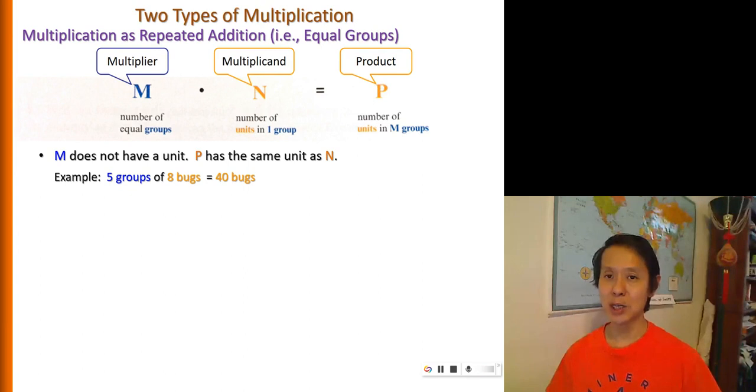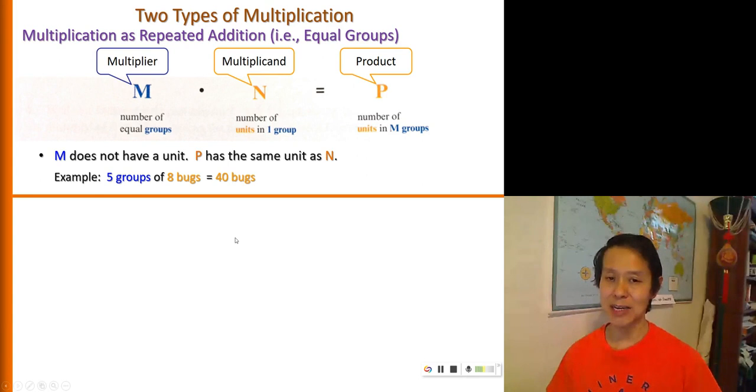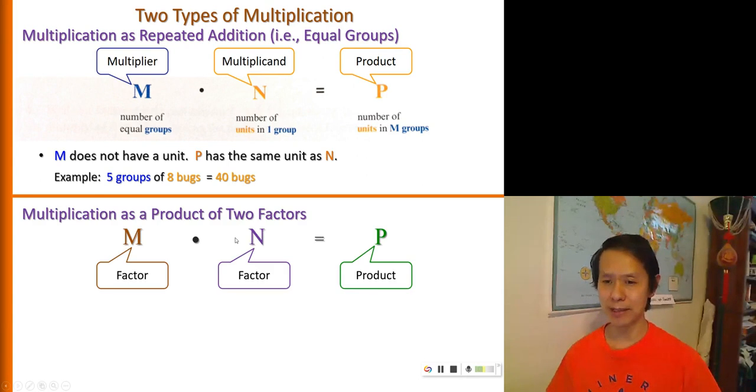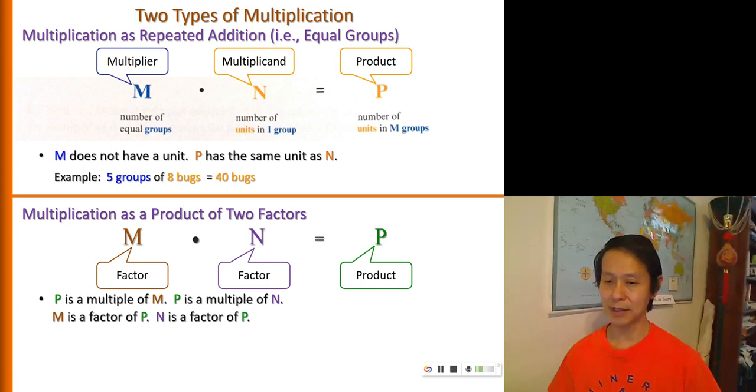So there's another way to interpret multiplication. The second way is multiplication as a product of 2 factors. How is this different from the first type? In the second type of multiplication, we give equal status to both the factors, right? So M and N are called factors. Now we can interpret the product P as a multiple of M, and P is also a multiple of N, right? Or we can say M is a factor of P, or N is a factor of P.